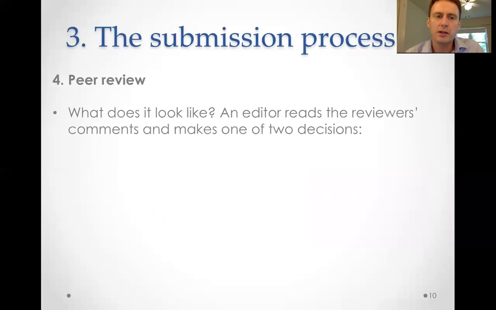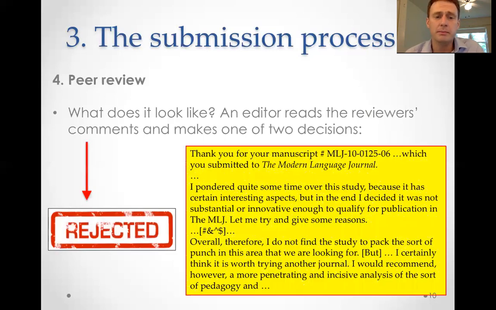So what does it look like? The editors I mentioned will contact 2 or 3 or 4 experts in the area, very likely people that you cite in your paper. They'll then provide comments to the editor, detailed thoughts, comments, and suggestions on how to improve the paper. And the bottom line is what they think the editor should do, because they're trying to inform the editor's decision. So the editor reads those reviewers' comments and then makes essentially one of 2 decisions: possibly reject.